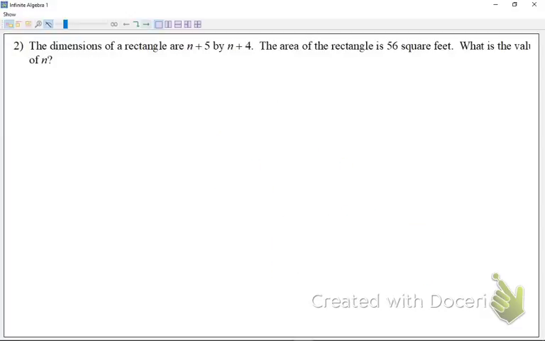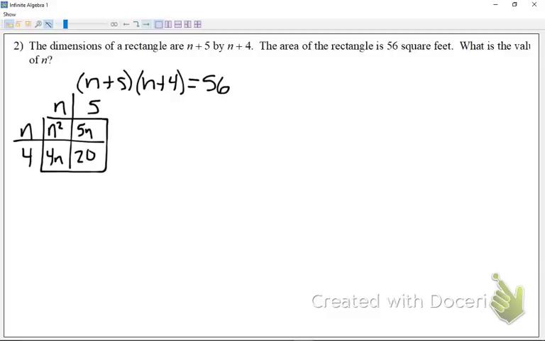So now taking a look at number 2, and I know I'm going fast through this, guys, because you should already have it done, just following along. Number 2, you should have n plus 5 times n plus 4 equals the area of 56. And when you multiply that out, you should get the equation n squared plus 9n plus 20 equals 56.